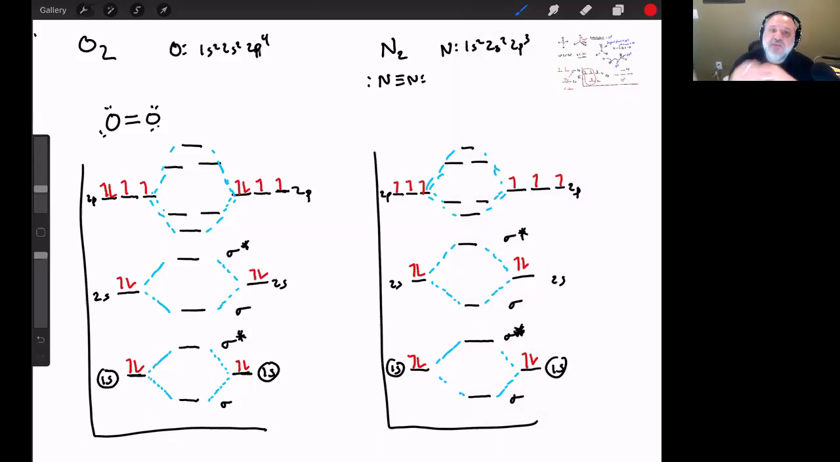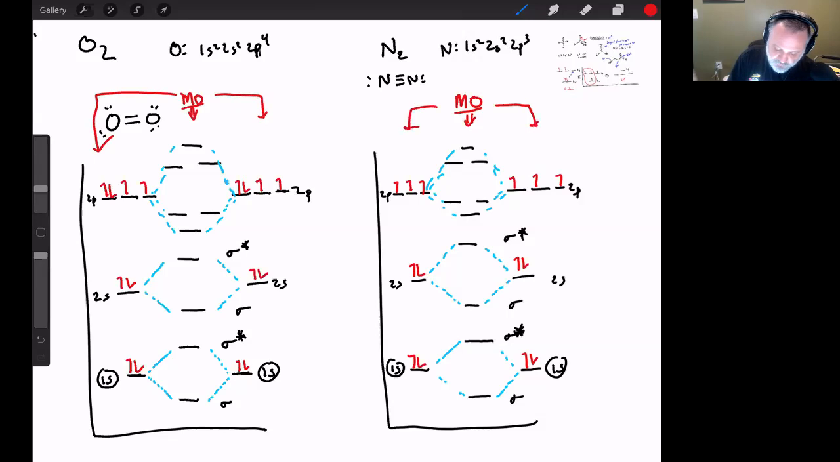Okay, so now that we've drawn the molecular orbital energy diagram, these orbitals in the middle are the molecular orbitals. How did we make them? Well, we made them from linear combinations of atomic orbitals, and we made molecular orbitals with them. Okay, now that we've done that, let's populate electrons.